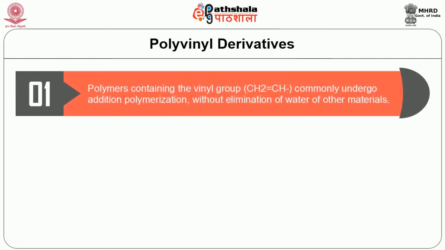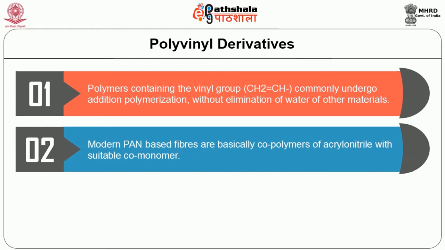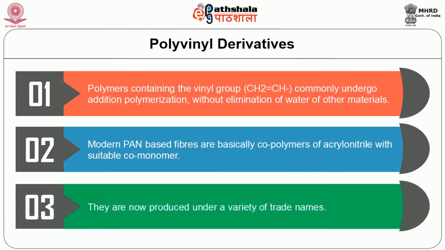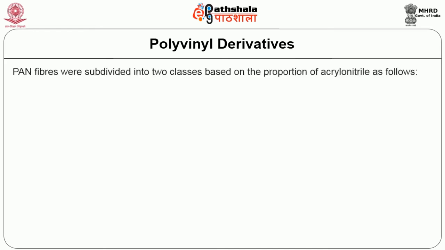Polymers containing the vinyl group CH2=CH commonly undergo addition polymerization without elimination of water or other materials. Modern polyacrylonitrile based fibers are basically copolymers of acrylonitrile with suitable comonomers. They are now produced under a variety of trade names. Polyacrylonitrile fibers are subdivided into two classes based on the properties of acrylonitrile.